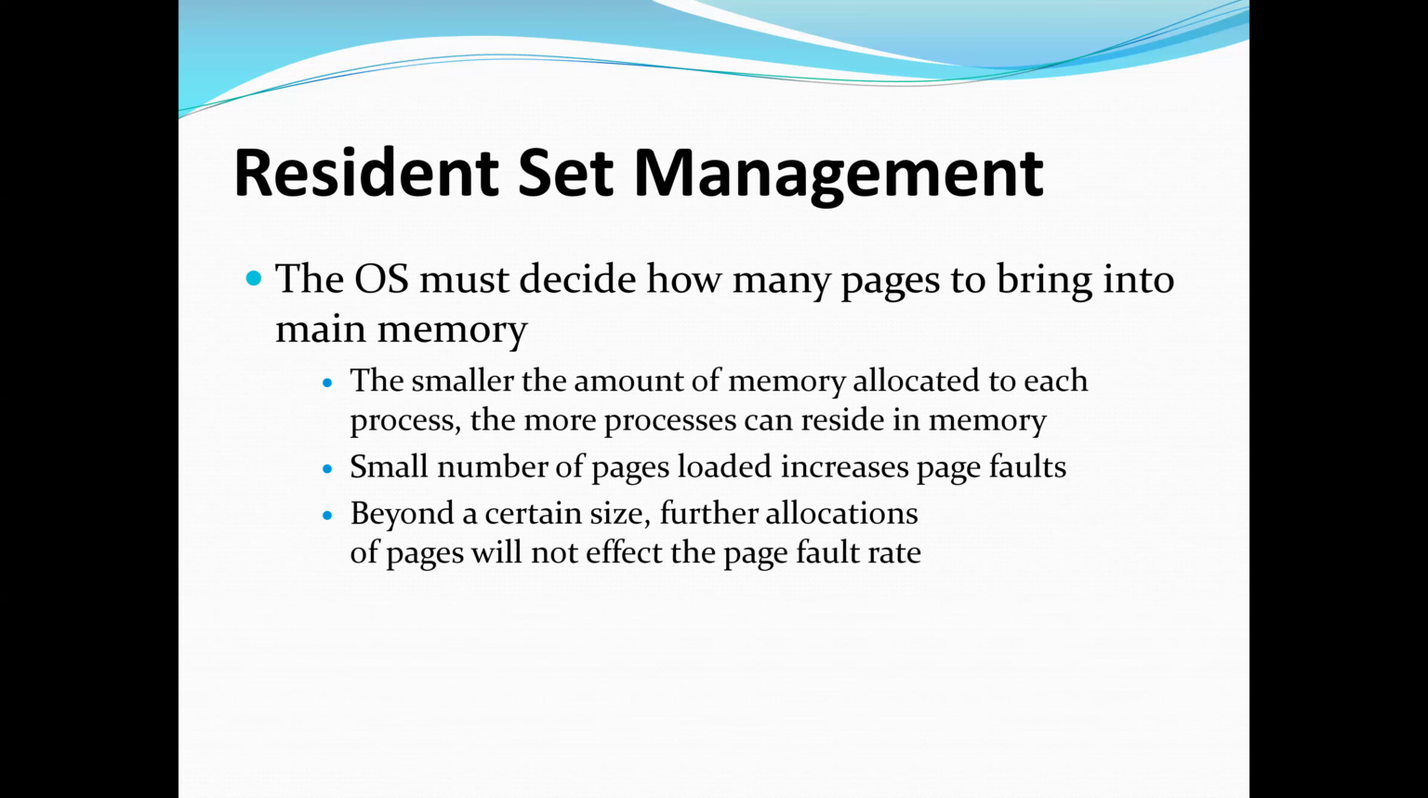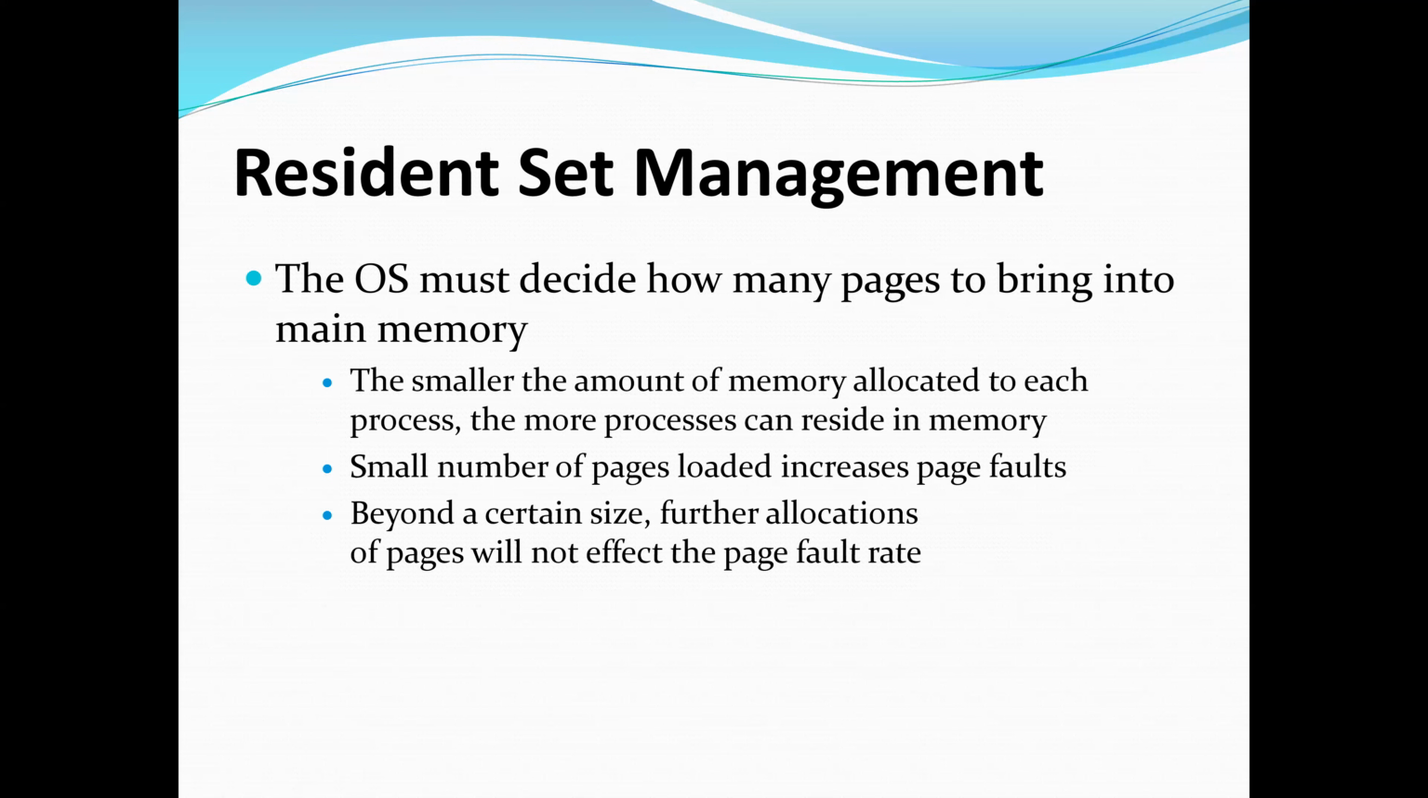Several factors have to be considered here, since the operating system must decide how many pages to bring into main memory. The first, again, is that the smaller the amount of memory allocated to a process, the more processes can reside in memory at any one time. This will increase the probability that the operating system will find at least one ready process at any given time. And this will reduce the time lost due to swapping, since all the processes are in main memory.